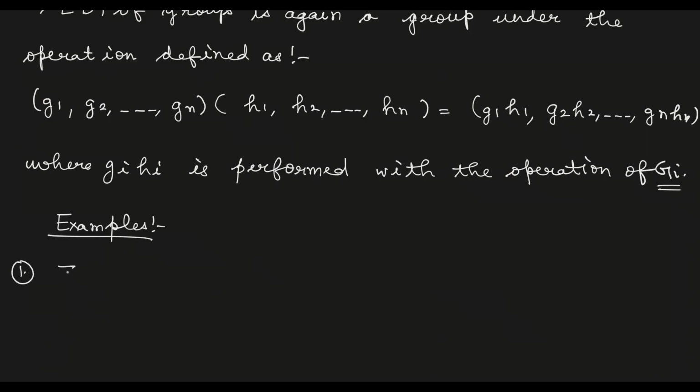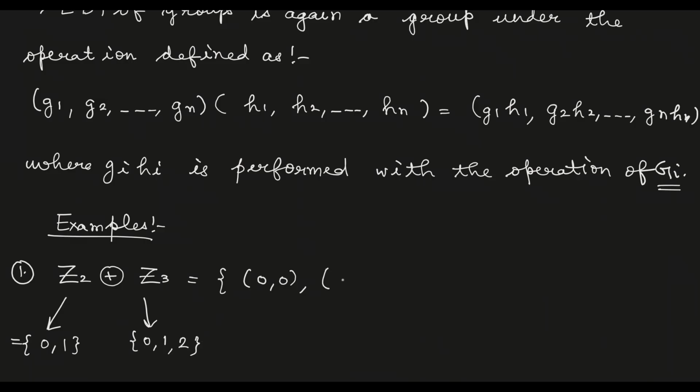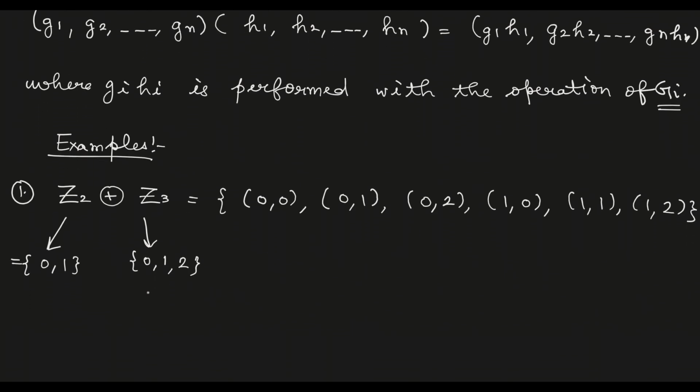First, Z2 direct sum Z3. So we know that elements of Z2 are 0 and 1. Elements of Z3 are 0, 1, 2. So it will be (0,0), (0,1), (0,2), (1,0), (1,1), (1,2). So there will be total 6 elements. So order of this group will be 6.